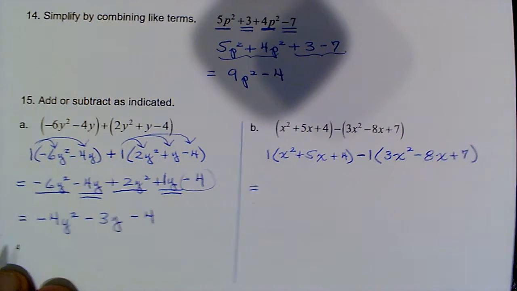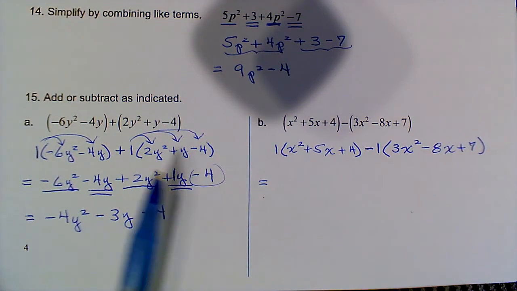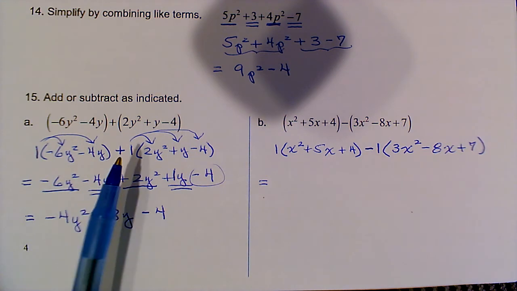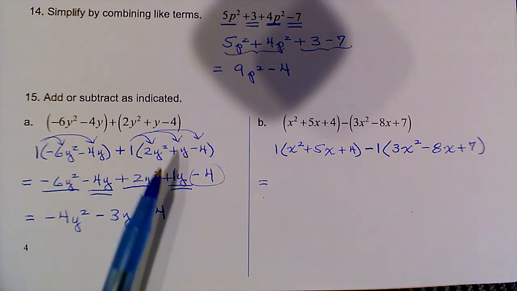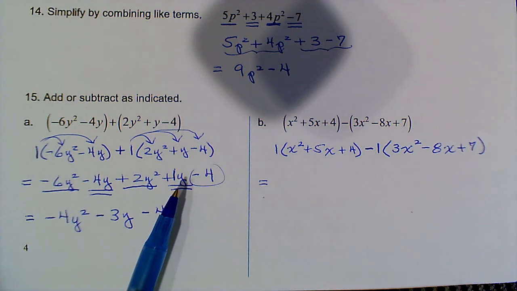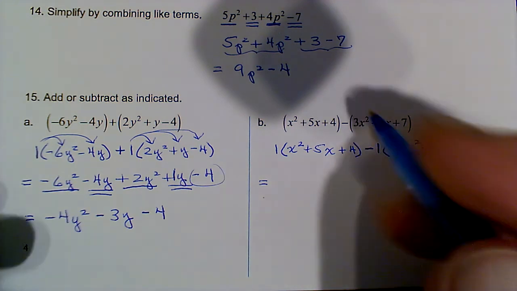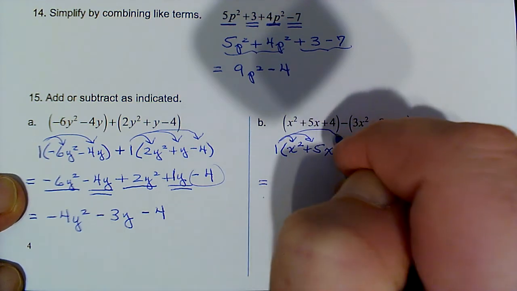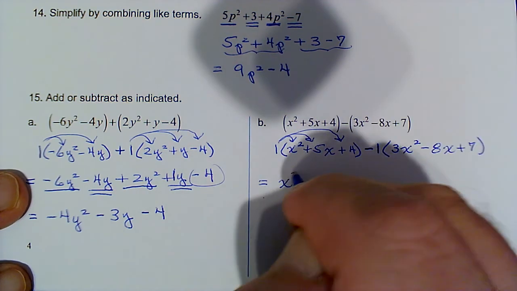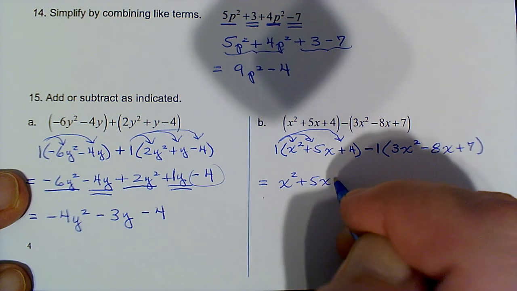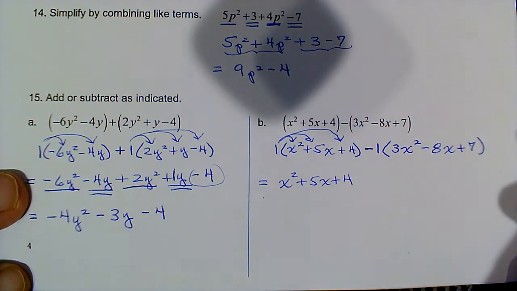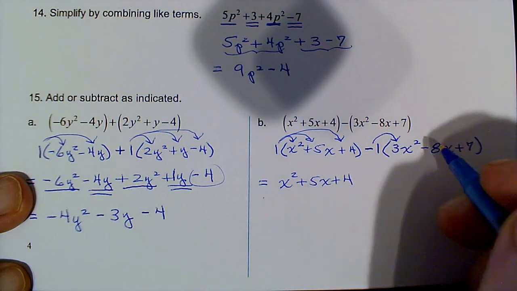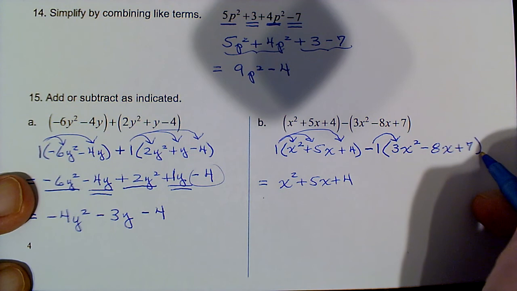So the difference between letter A and letter B is that when we distributed with addition, nothing really changed. Basically the parentheses just dropped and all the signs remained the same of each of those terms. But when we're subtracting, the first term upon distributing the 1, nothing changes there. That is, in this case, we get x squared plus 5x plus 4. So it's like the parentheses were just dropped. But when we distribute the negative 1, then the signs of each of these terms change.